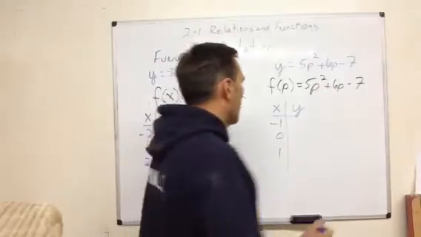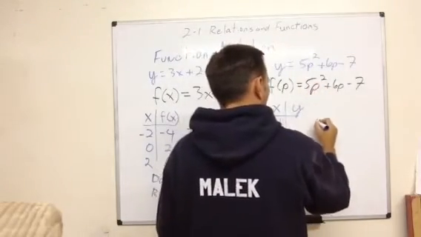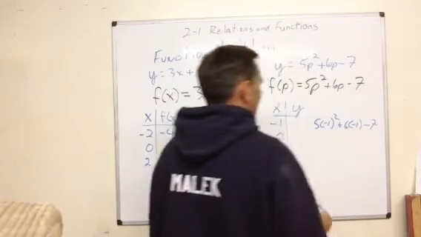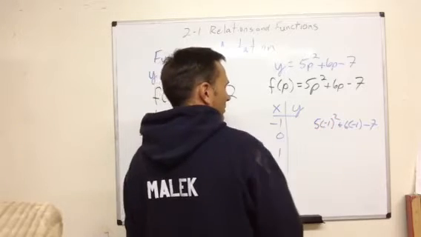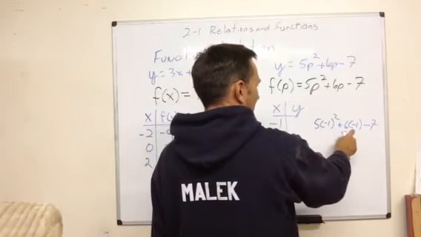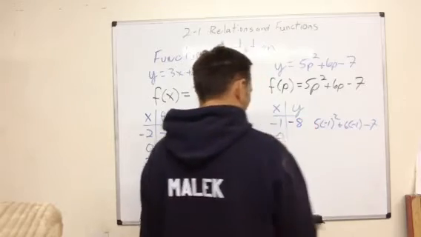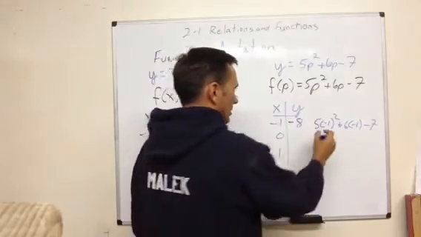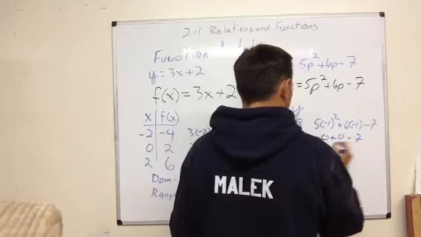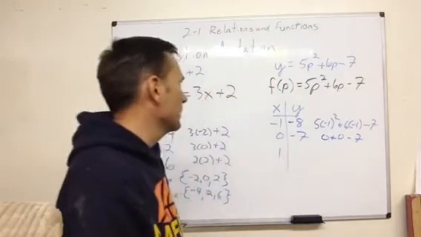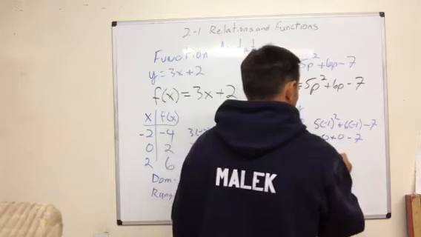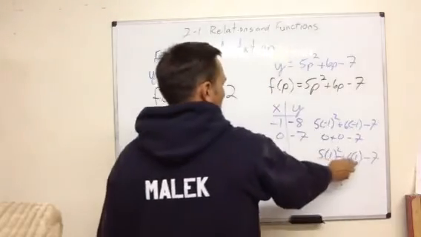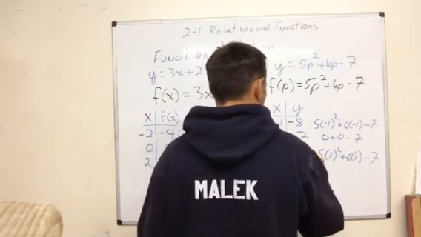So if I start with -1, I would have 5 times -1 squared plus 6 times -1 minus 7. I know -1 squared is 1. 1 times 5 is 5. 5 minus 6 is -1, minus 7 is -8. I plug 0 in. I know anything times 0 is 0. So that part is 0, that part is 0, and I have -7. And if I plug 1 in, I have 5 times 1 squared plus 6 times 1 minus 7. 5 plus 6 is 11, minus 7 is 4.